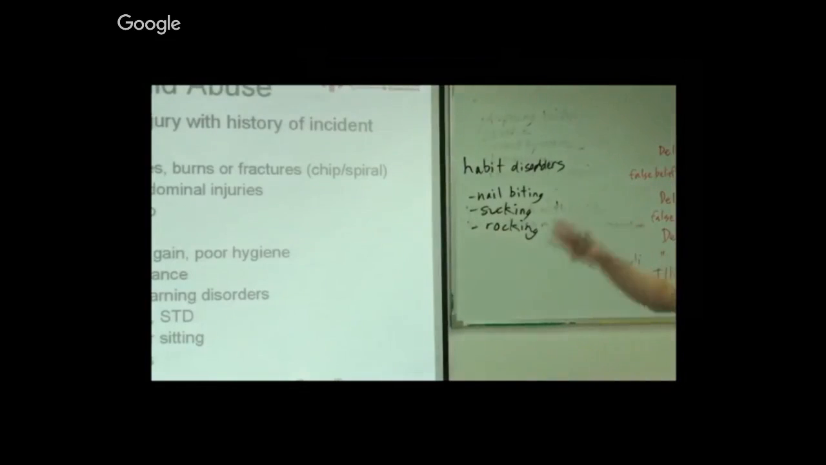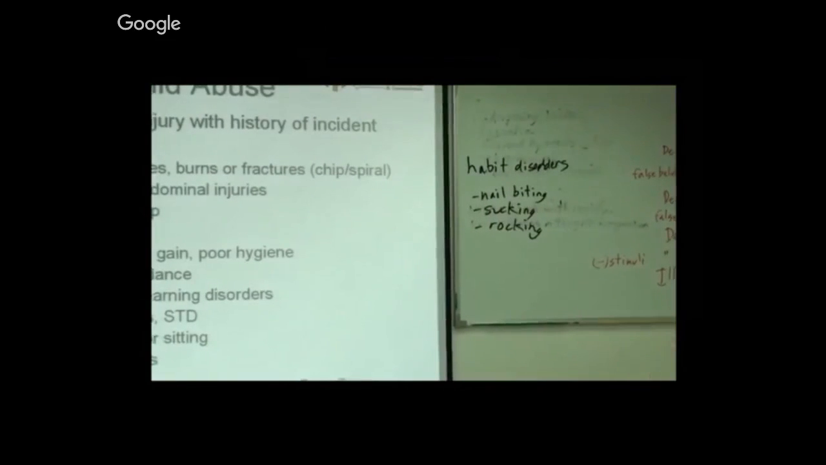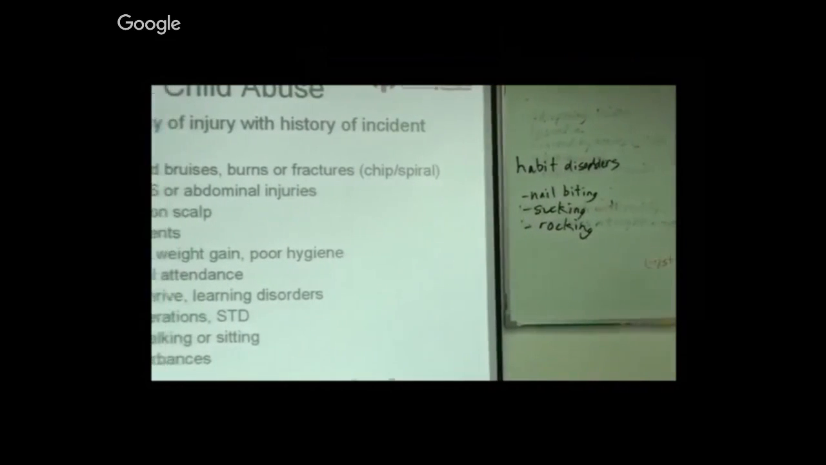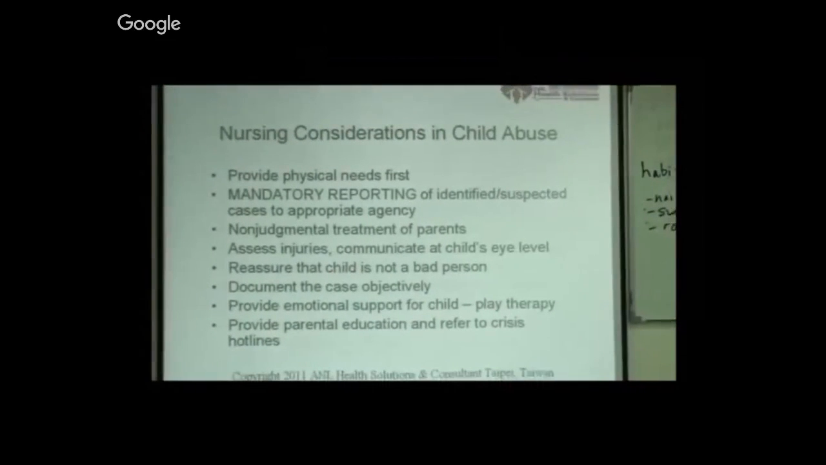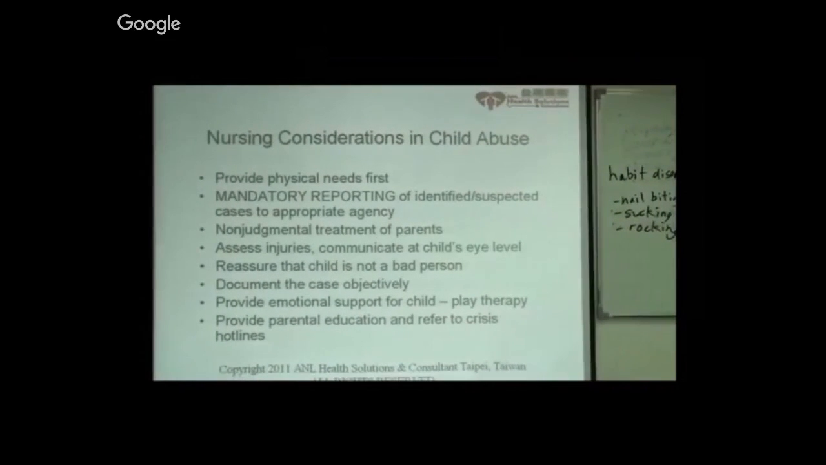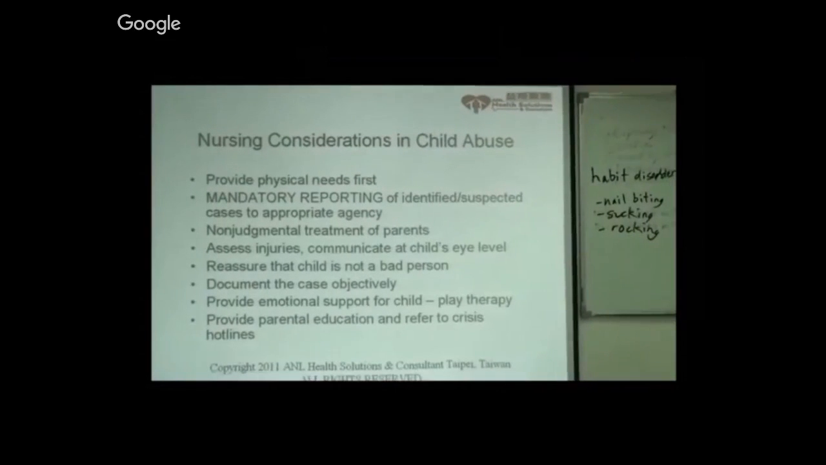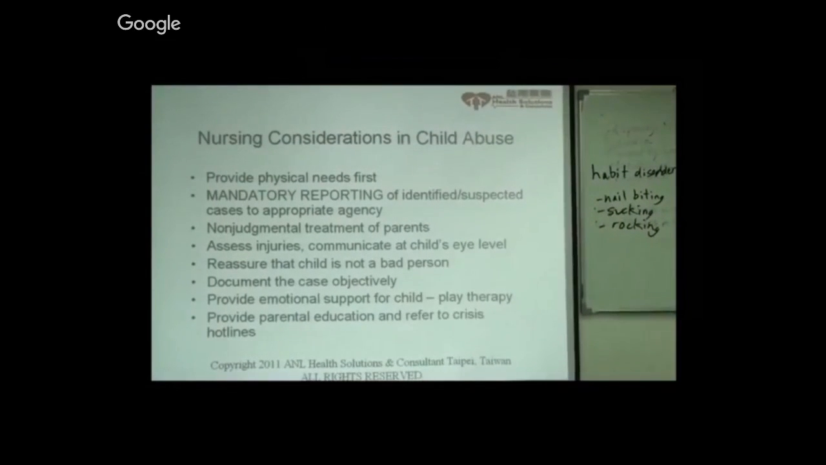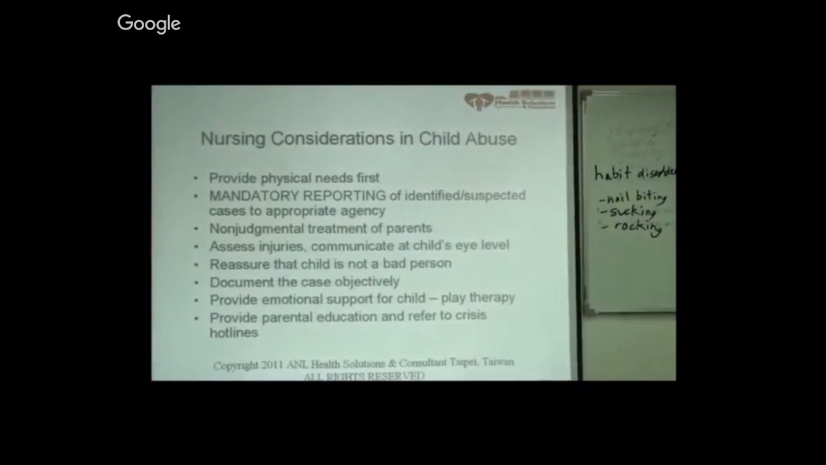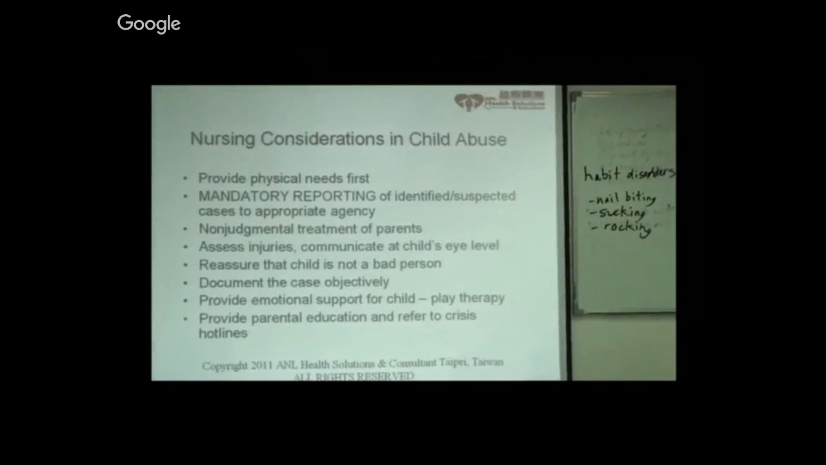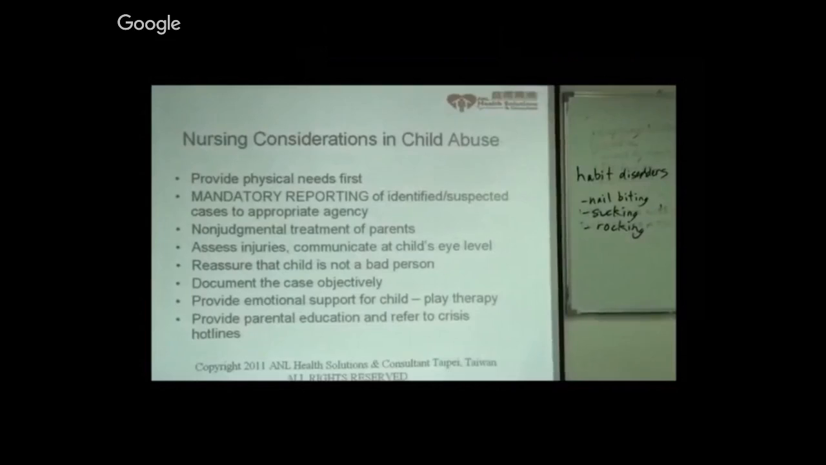So these are the signs and symptoms you should look for in a child if you're thinking of sexual child abuse. If they ask you in the exam, what is your priority for child abuse? Number one, physiological needs first. If the child is hungry, give him food first before you ask questions. So physical needs first. If the child feels cold, give a blanket. Remember that. Then mandatory reporting, meaning you are required to report it, to identify suspected cases to appropriate agencies.